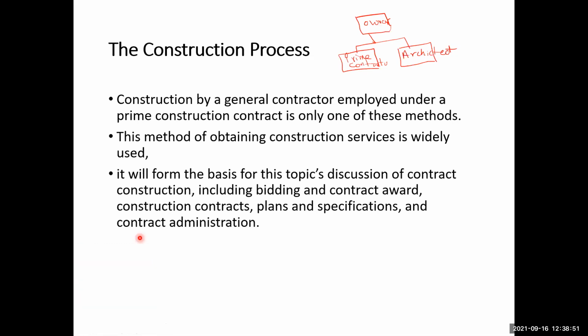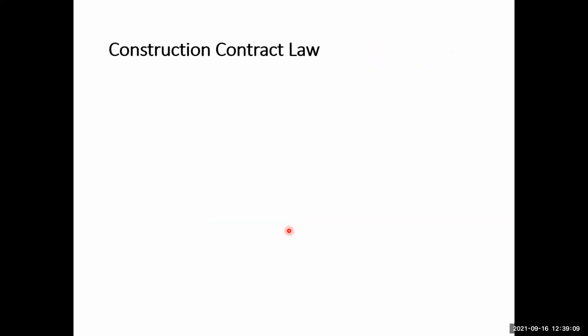bidding and contract award. So we will also look at the bidding process, the type of the construction contract, plans and the specifications, and the contract administration. Okay, so these are the main subtopics in this chapter. So first, look at the construction contract law.